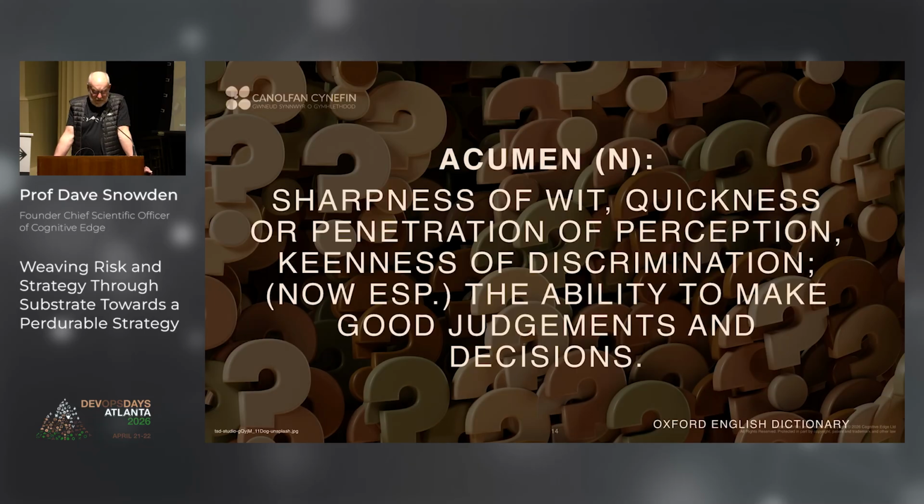A couple of other things just to throw in at the end here. One is the word acumen is much neglected. It's kind of like what humans have. It's called sharpness of wit, the ability to exercise good judgment. And we need acumen programs in organizations. How do we do this? How do we develop it? But it doesn't come naturally to humans.